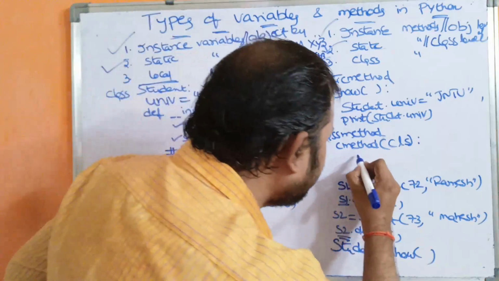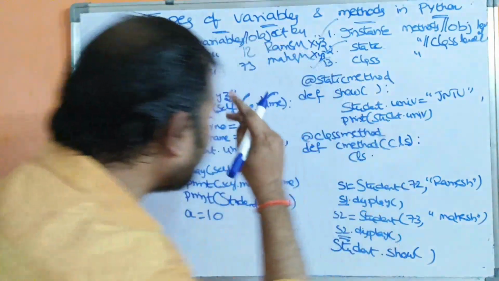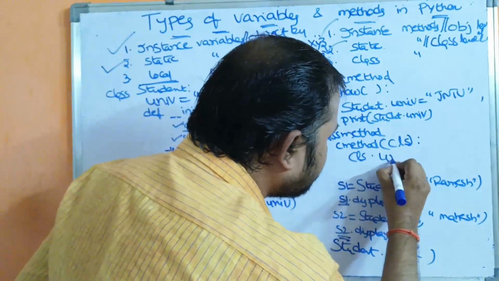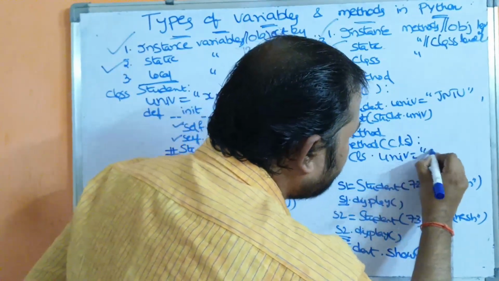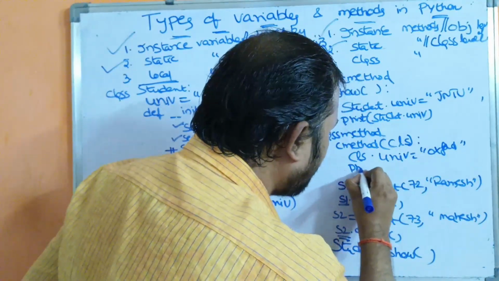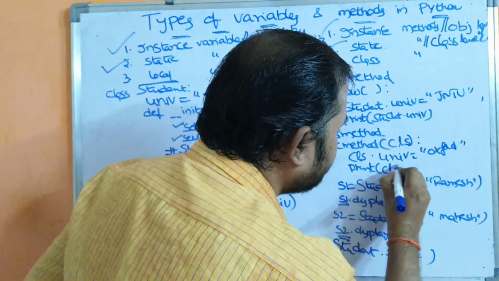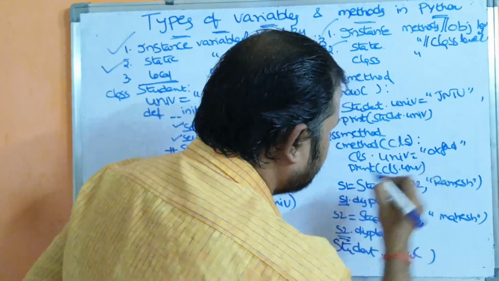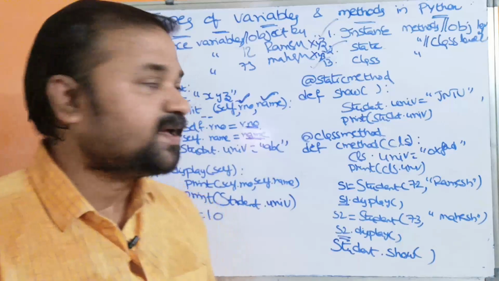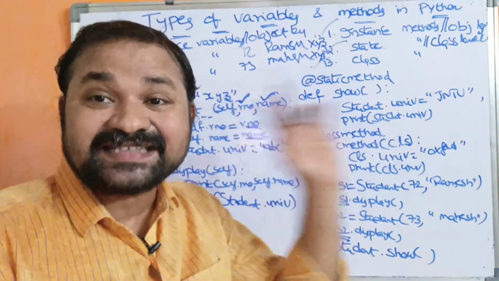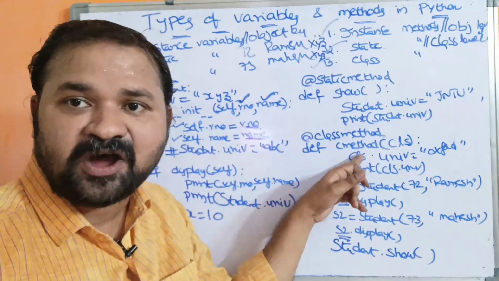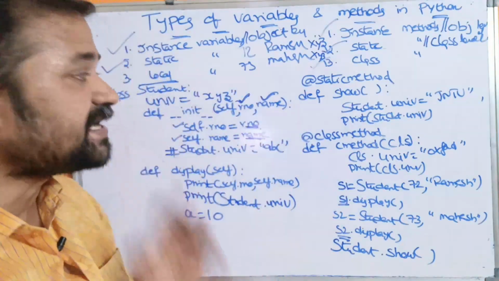Now we can access this class level variable with the help of cls. So cls dot, what is the class level variable here? What is the static variable? University. So cls.university is equal to, let the name of the university be Oxford. Next, print of cls.university. Here, for a class method we must use the decorator @classmethod, and it should accept a class level object as the argument. Now we must use this class level object in order to access the static variable.